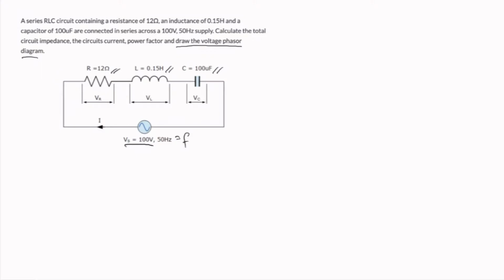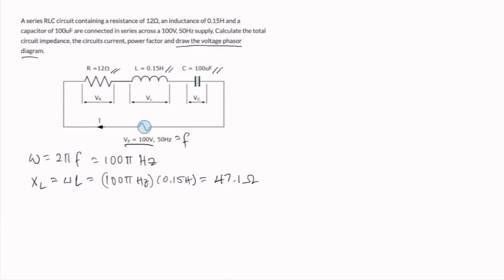Okay, the first thing that we can solve from here is the angular frequency, which is equal to 2 pi f. This is equal to 100 pi hertz. The next thing we will be able to solve is the inductive reactance. Inductive reactance is equal to omega L, which is equal to 100 pi hertz times the inductance of 0.15 Henry. It's equal to 47.1 ohms.